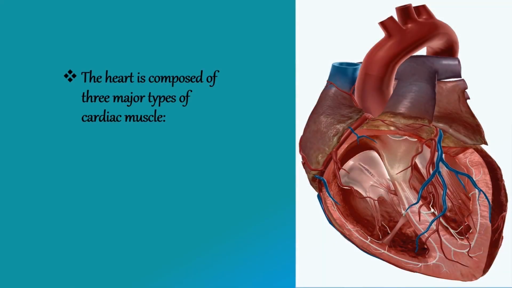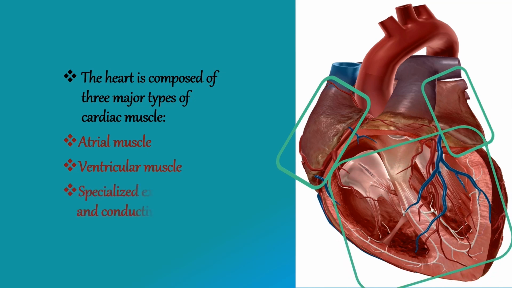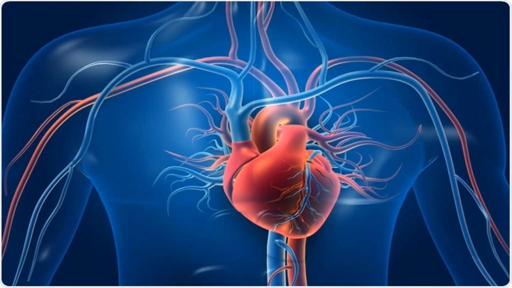The heart is composed of three major types of cardiac muscle: atrial muscle, ventricular muscle, and specialized excitatory and conductive muscle. So this was a brief and concise overview of the CVS, or cardiovascular system.